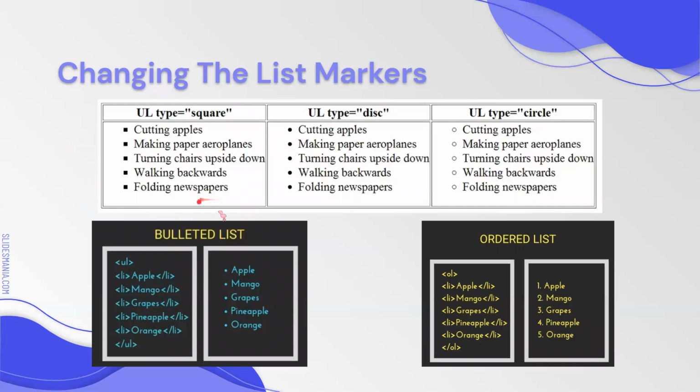Then here we have a little list, so you can see here. For example, square is a filled-in square. Disk is the default, a filled-in circle, and circle would be an outline of a circle. Then in the bulleted list, you can see the bullets. And in the ordered list, you can see the numbers. So that's also the difference between unordered and ordered. You could also say bulleted lists like they did, but ordered and unordered is just easier to remember.